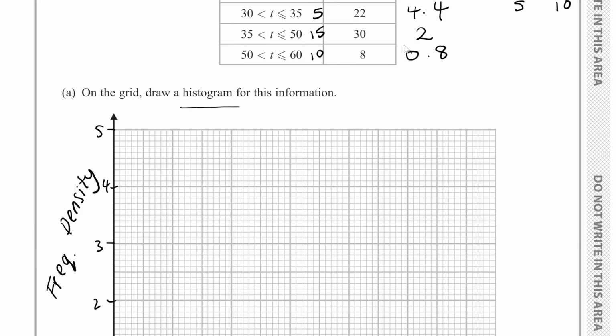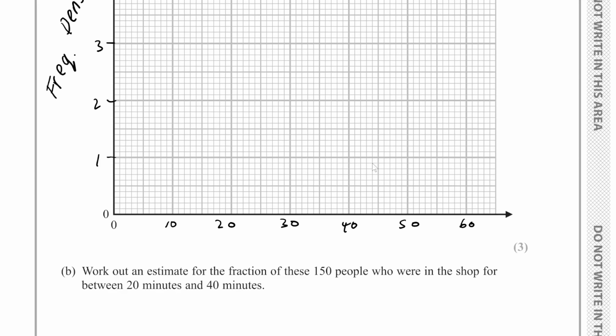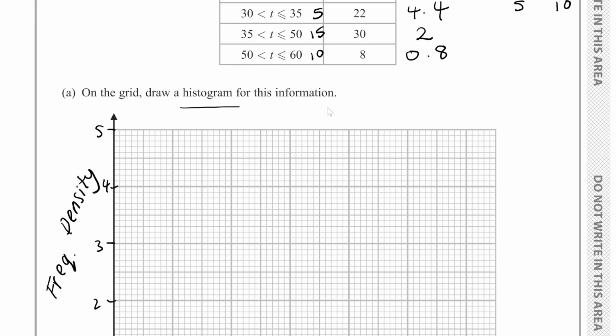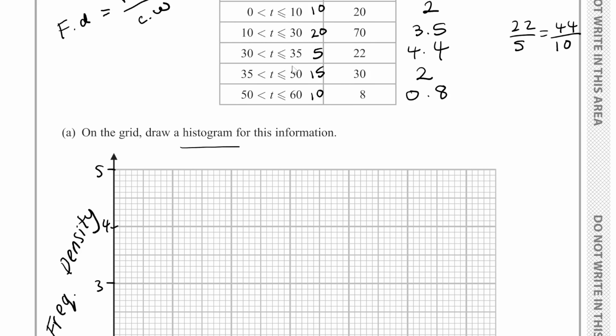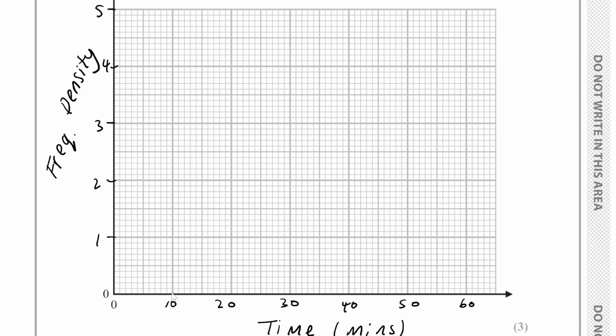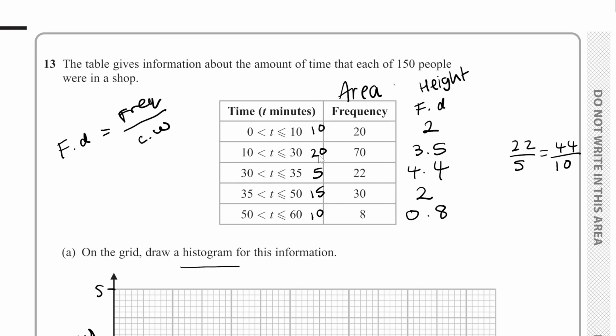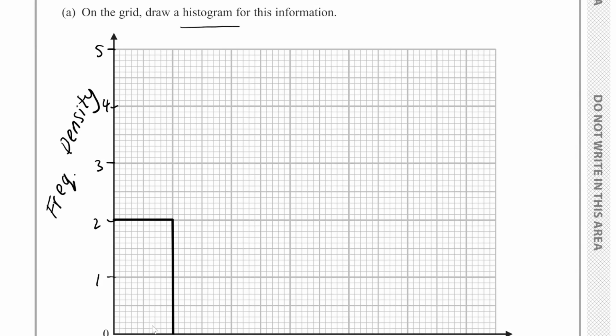It's not labeled, we should label it. It's time in minutes. So let's just draw on the bars. Our first one has a width of 10, goes 0 to 10, height of 2. Our second bar, 10 to 30, has a height of 3.5.